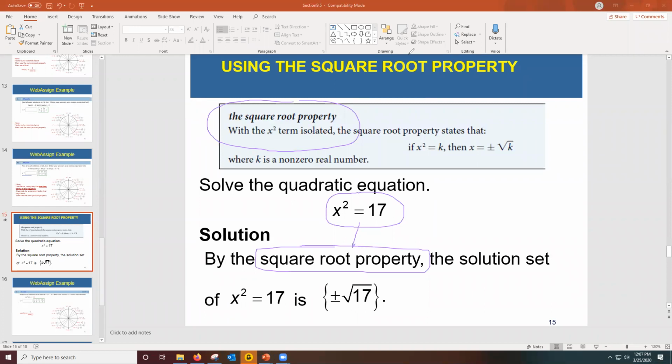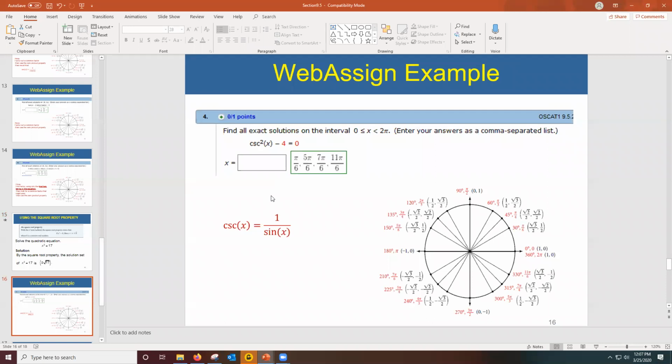So that's really the format for this example that we're looking at. It is a quantity squared. To get started, let me add 4 to both sides of this equation. Okay, so I'm going to add 4 to both sides. When I do that, I'm getting cosecant squared equals 4.